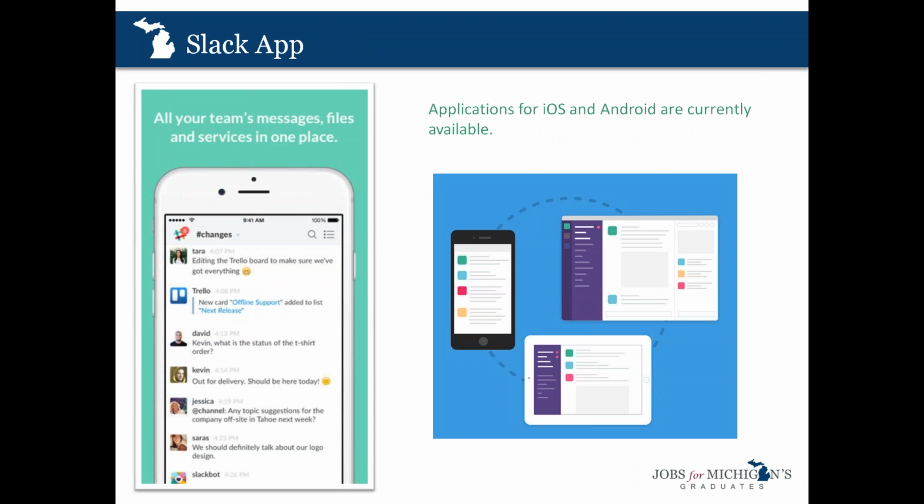There is a Slack app, so if you're not at your computer a lot, or if you have an iPad instead of a desktop, or if you use your phone a lot, you can download the apps for that. There are currently iOS and Android apps, and you can set them to not allow push notifications. So if you're worried about not wanting to be bothered when you're at home or on the weekends, that's an option also.